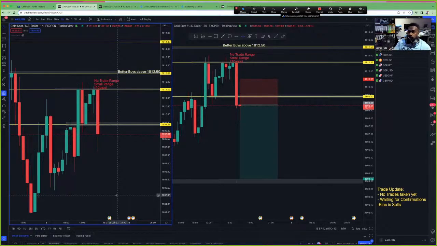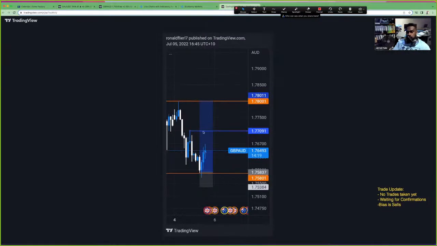Ronald's going to trail his stops once his first target is hit.